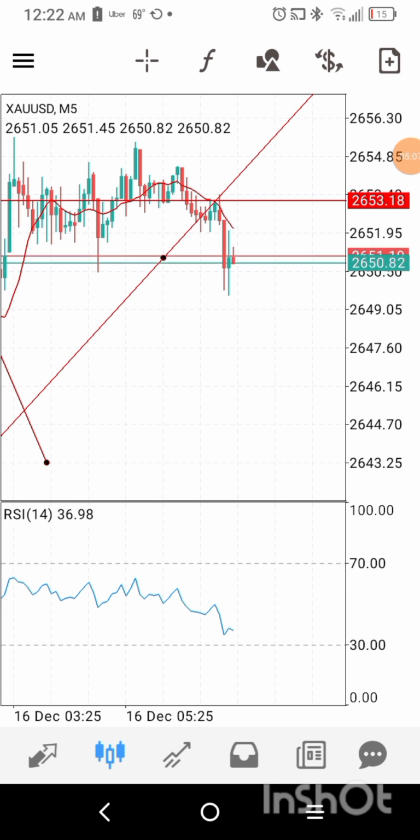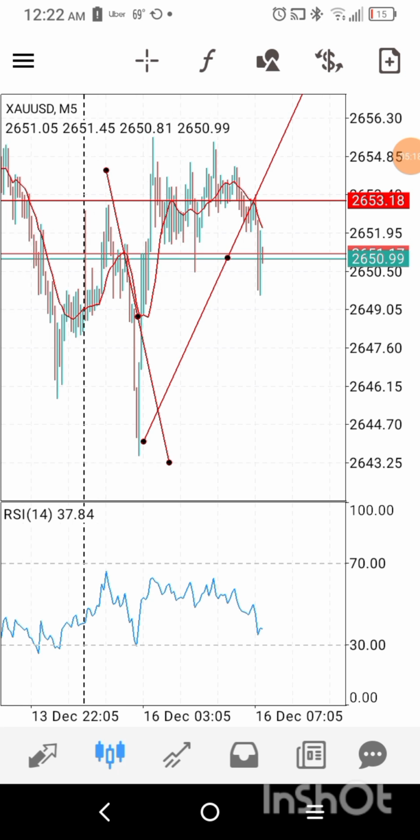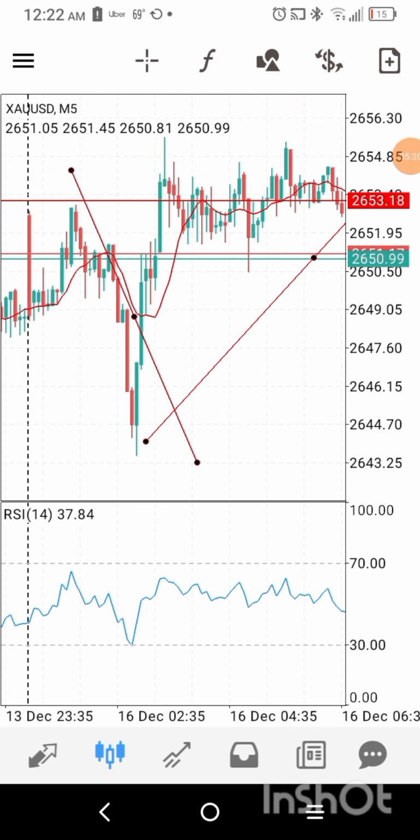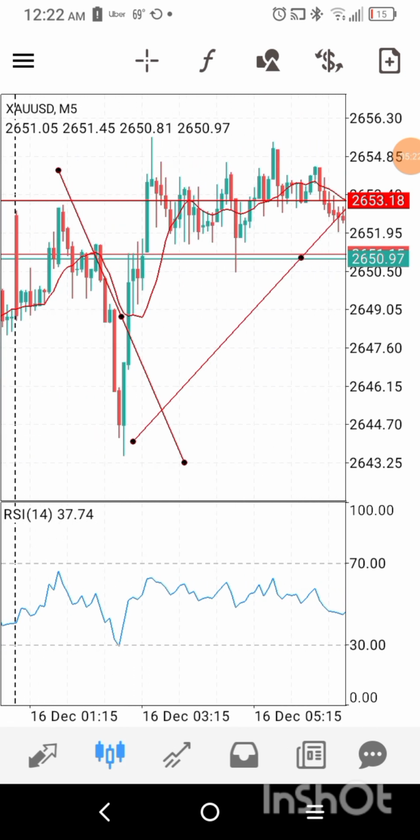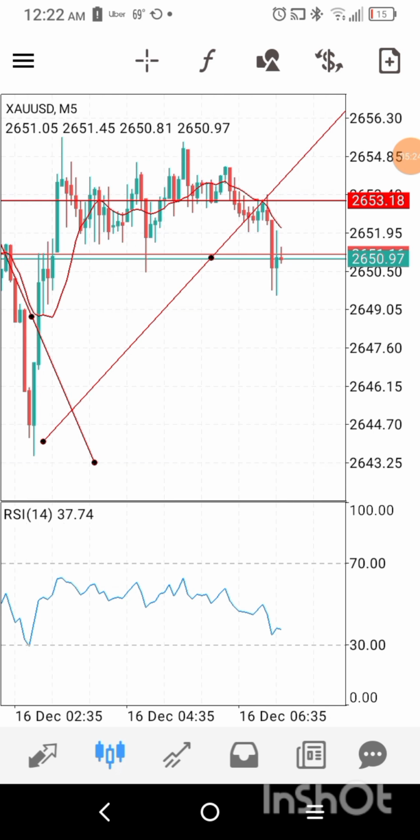My favorite session to trade is around the Asian session, from about 11 p.m., 10 p.m. to about 8 p.m. It was pretty smooth, you see. And then the London session starts at 1.